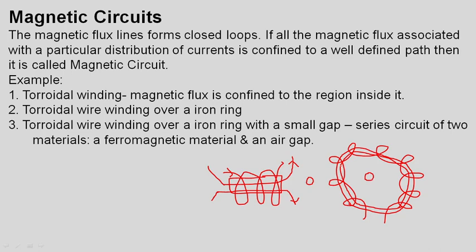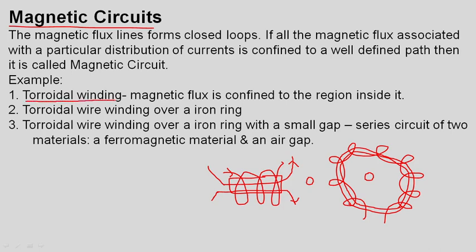Now, the circuit made of these magnetic field lines, that means magnetic flux, as in the case of the toroid, is called a magnetic circuit. So a magnetic circuit contains the magnetic field lines, that is magnetic flux, but those magnetic field lines should be confined to a well-defined path. In the case of the toroid, it is in a well-defined path. Here it is not in a well-defined path. It is spread to a large extent. So one example of a magnetic circuit is a toroidal winding.